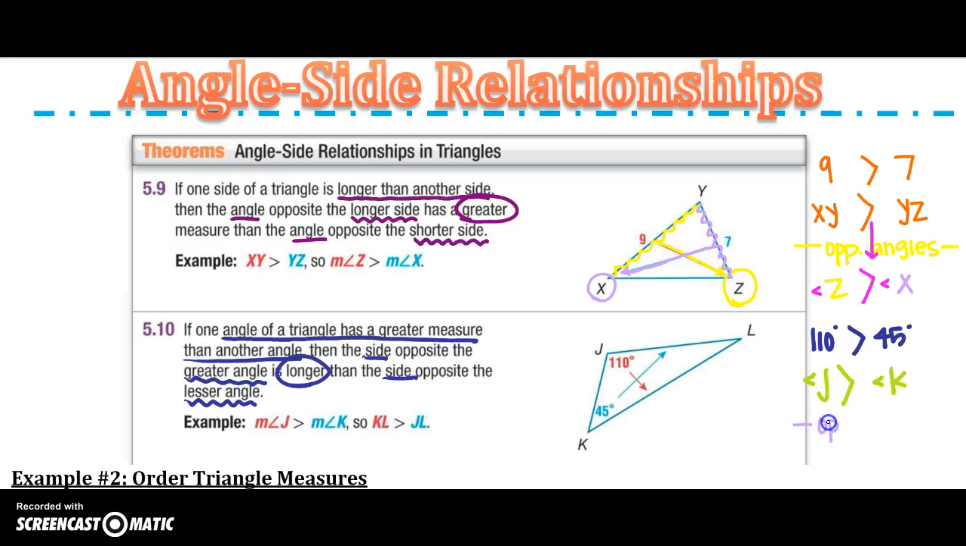And now we're going to look for the opposite sides. Remember, opposite means across from. So the side opposite J is going to be KL, and the side opposite K is going to be JL. Again, we bring down that inequality sign to say that side KL is greater than JL. So the longer side goes with the bigger angle, and the shorter side goes with the smaller angle, and vice versa.